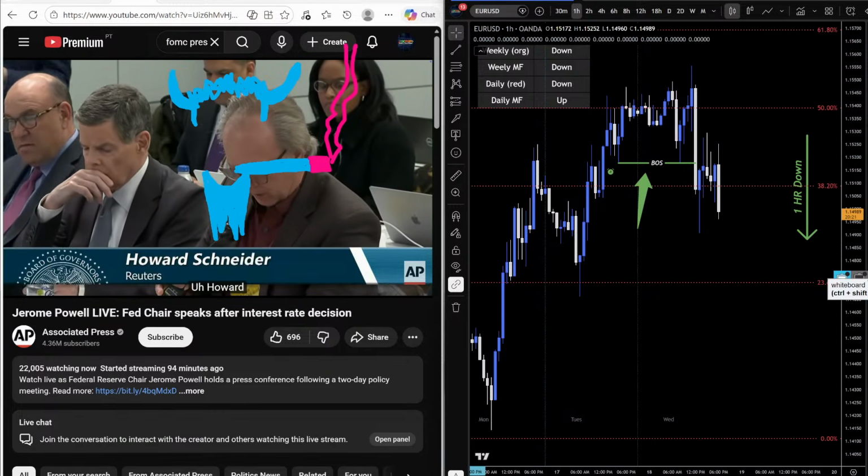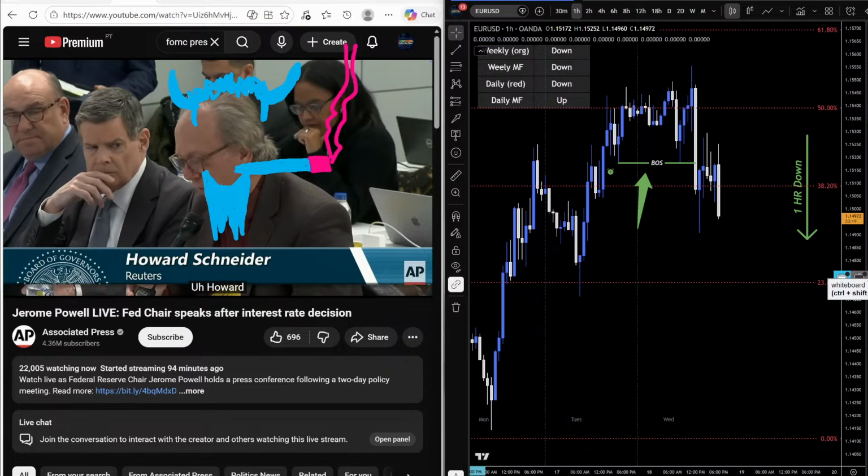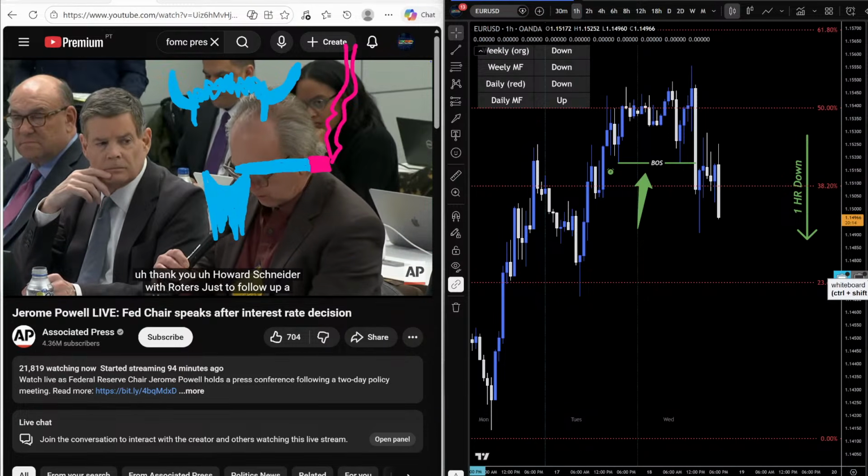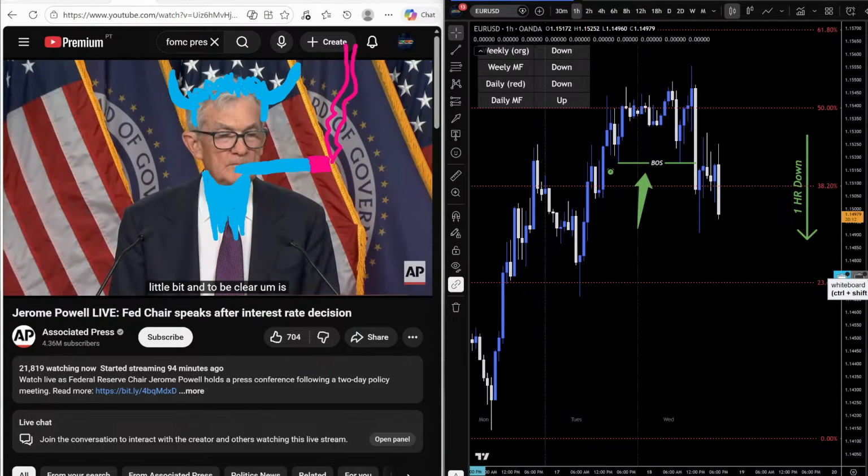Just to follow up a little bit and to be clear, is the higher inflation penciled in here for 2026 solely the result of the oil shock or something else?